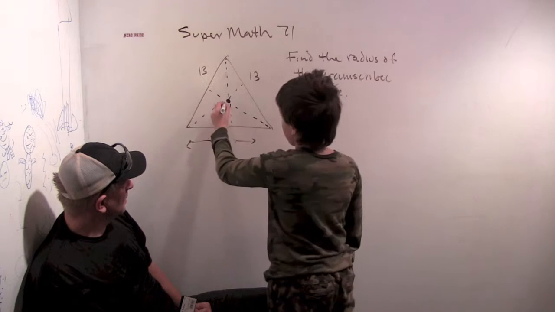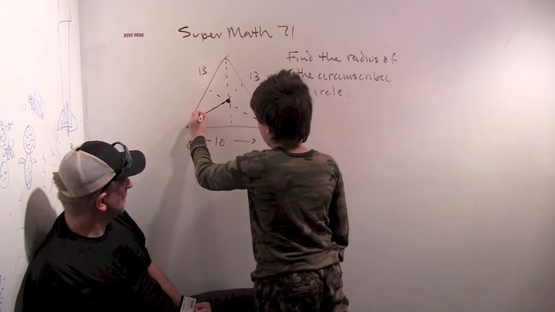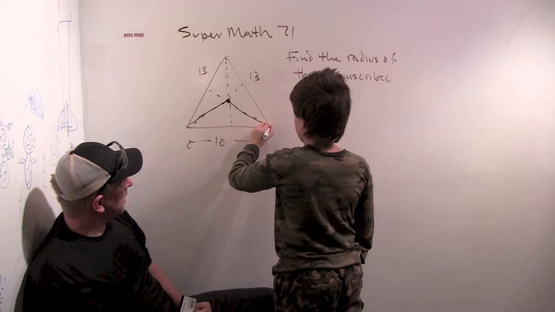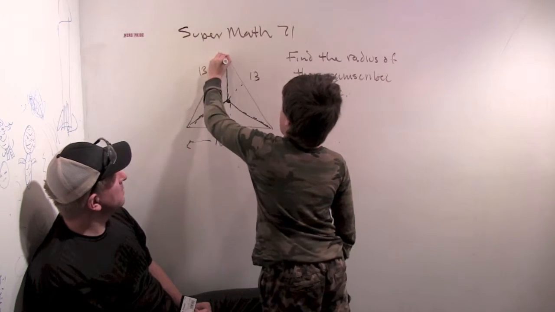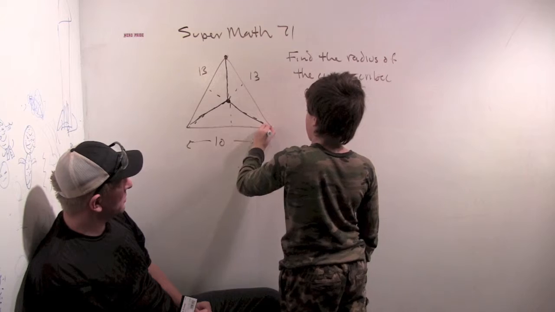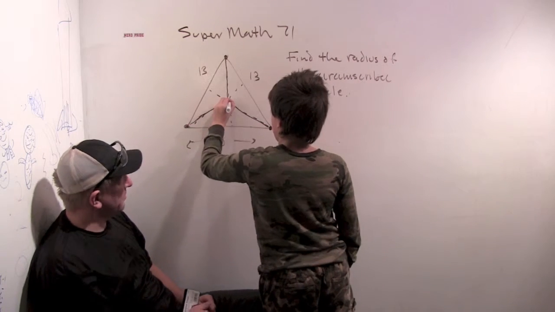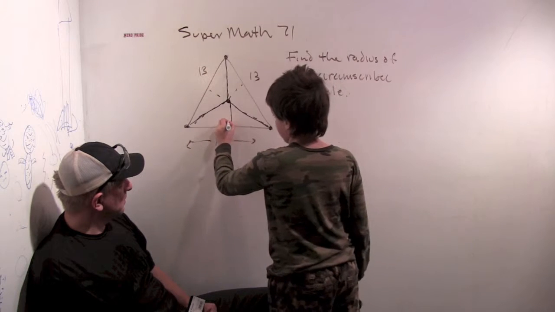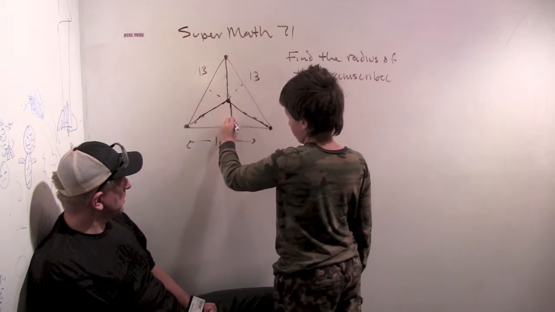Well, this part, this is the radius. It's from the center to the vertices. Okay, very good. That's the radius, but that's exactly what we're trying to find. Good job. That's a great thing to notice. So I think what I'm going to do is use this right triangle. Okay. Here.